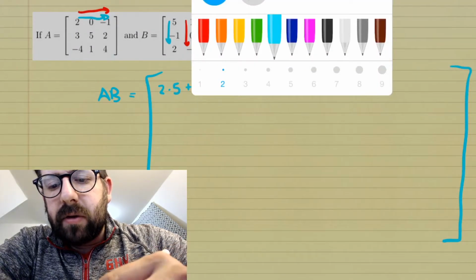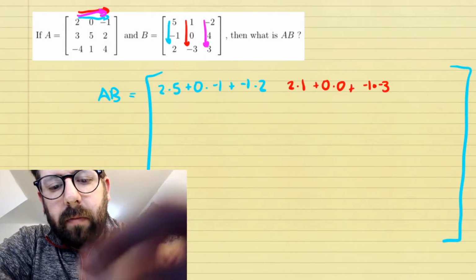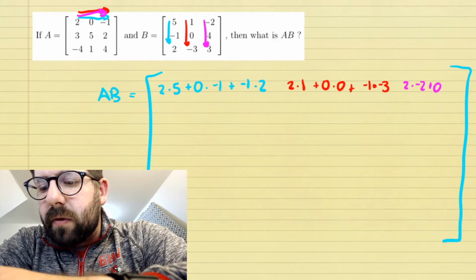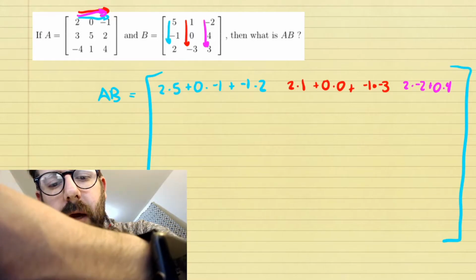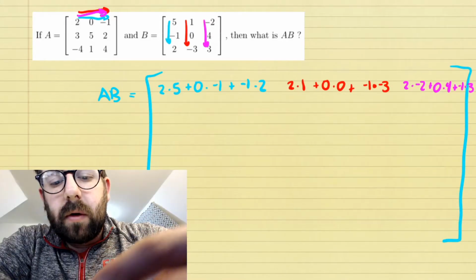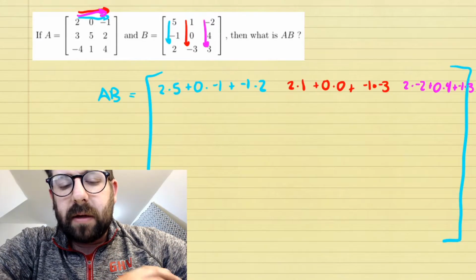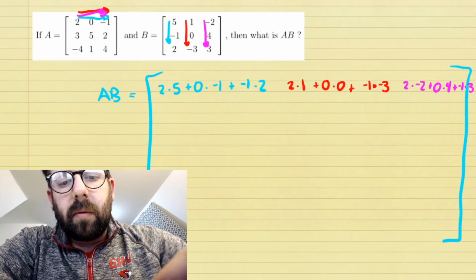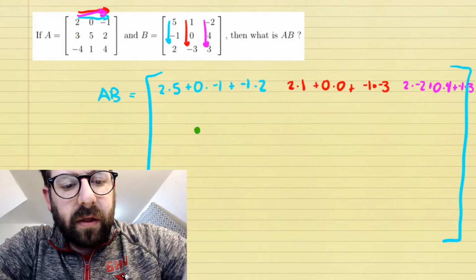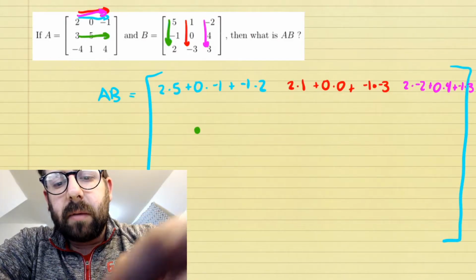And then the last one here, row, column. So 2 times the -2, the 0 times the 4, and the -1 times the 3. And that's the upper right corner. That's how matrix multiplication works. Then when I go into the next one, the next spot right here, it's this row, first column. And I just do the same stuff again.